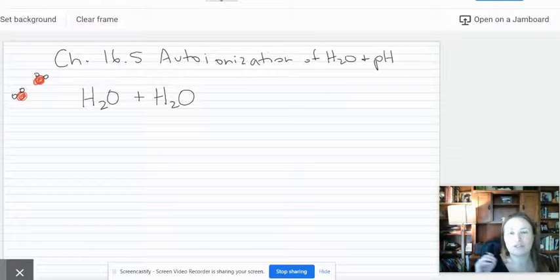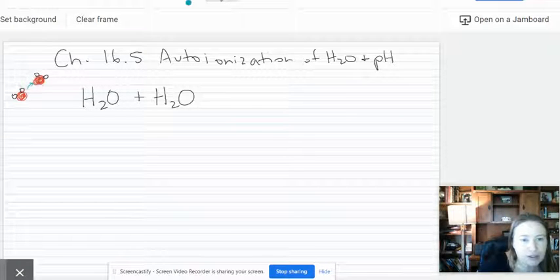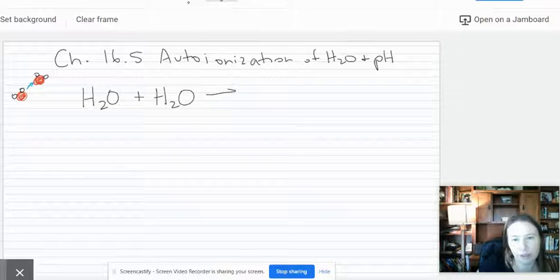When these bump into each other, a reaction can happen, and it does. Only a very small fraction of them will do this, but some of them will actually transfer a hydrogen from one water to the other. If I take this hydrogen and move it over to the other one, this is an equilibrium because it's a reversible reaction, and I would get H3O plus as this little hydrogen moves over and attaches itself there.